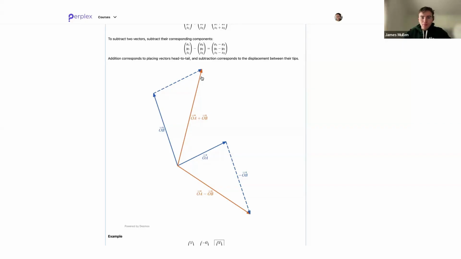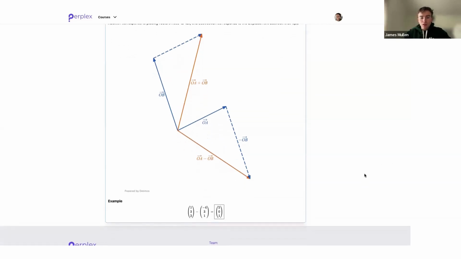and that gives me OA plus OB. Now, if I want to do OA minus OB, then I add OA and I add onto the tip of that the vector OB but flipped in the opposite direction. So I do negative OB, all right, and that gives me OA minus OB. And here's just a simple example of how you would subtract two vectors, very basic.